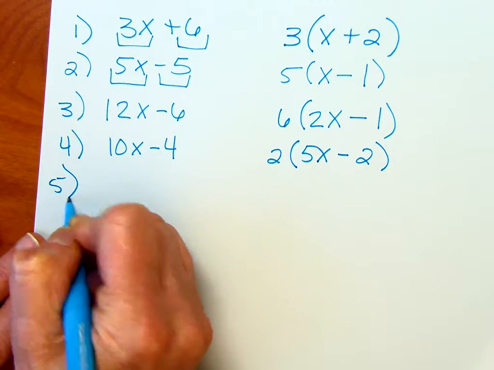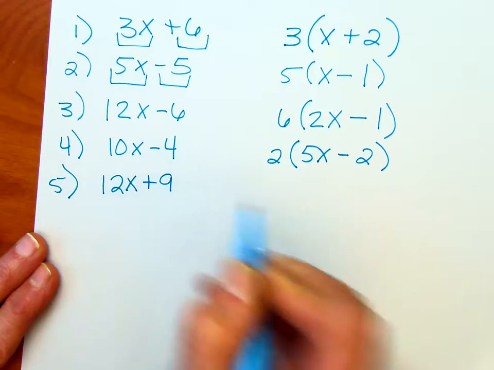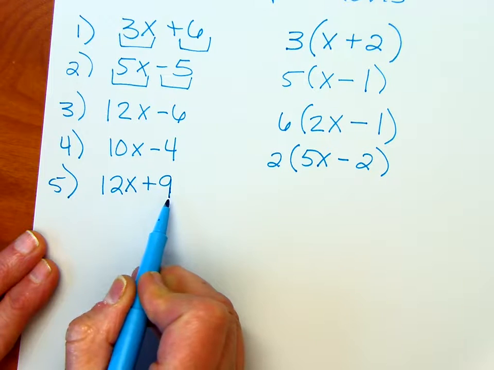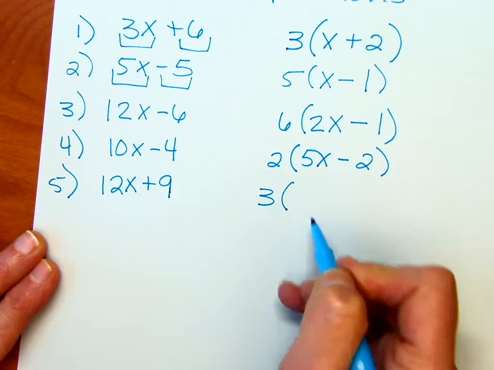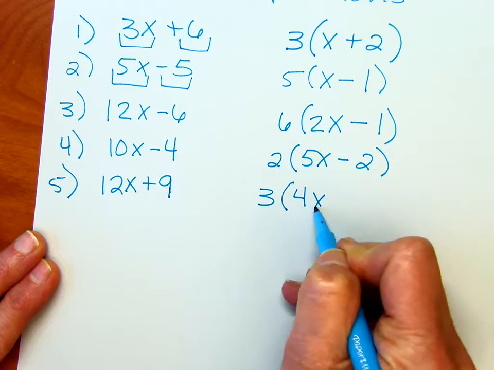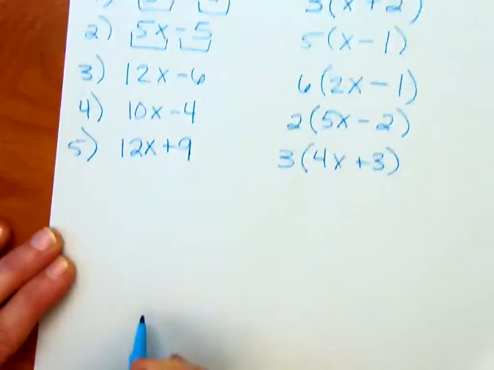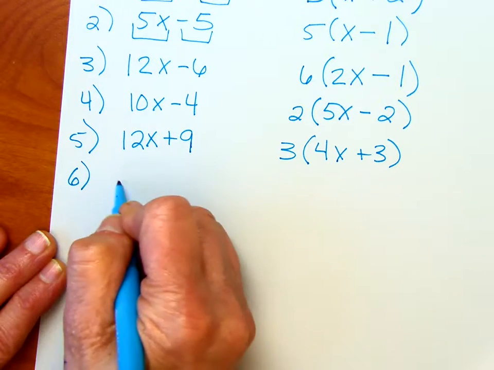Let's keep going. Let's say we have 12x plus 9. Again, 9 doesn't go into 12, but they both have a common factor of 3. So 3 times the quantity of 4x plus 3.